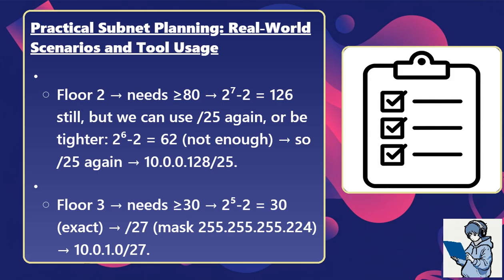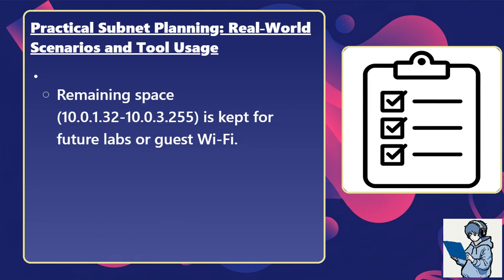/27 mask, 255.255.255.224. 10.0.1.0/27. The remaining space, 10.0.1.32 to 10.0.3.255, is kept for future labs or guest Wi-Fi.